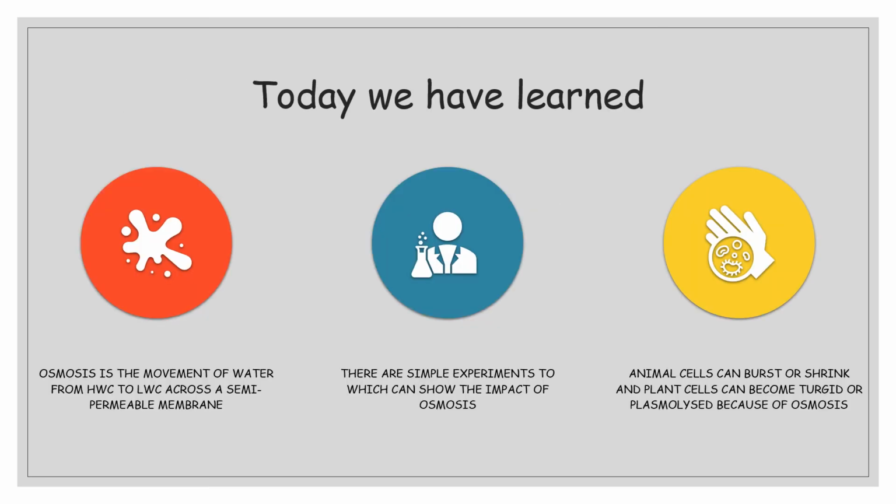And that completes our learning from today. Today we've looked at osmosis. It's the movement of water from high water concentration to low water concentration across a semi-permeable membrane. And as it's a passive process, it doesn't require any energy. There are simple experiments which can show the impact of osmosis, and these experiments often come up in SQA papers. What also comes up is the effect that osmosis can have on animal cells and plant cells. So animal cells which can burst or shrink due to the movement of water, plant cells which can be turgid or plasmolysed because of osmosis. And that then is down to the presence of a cell wall on plant cells and not on animal cells.